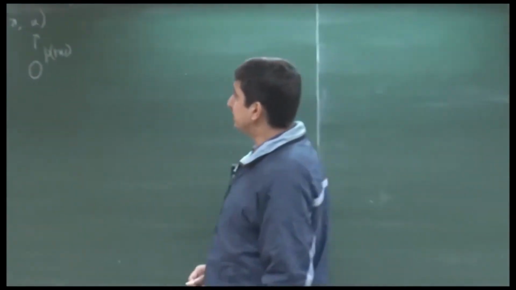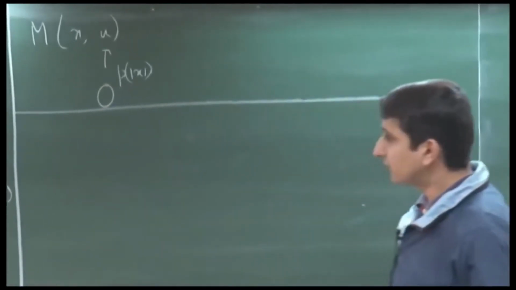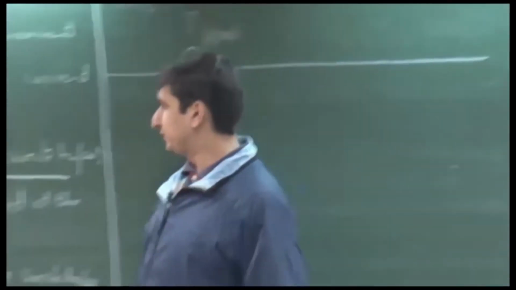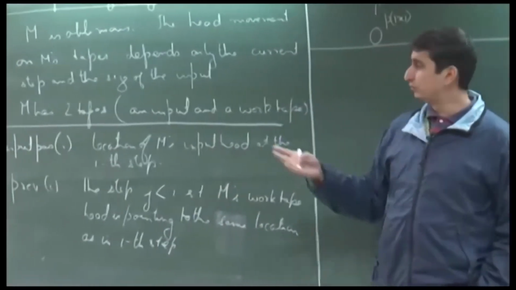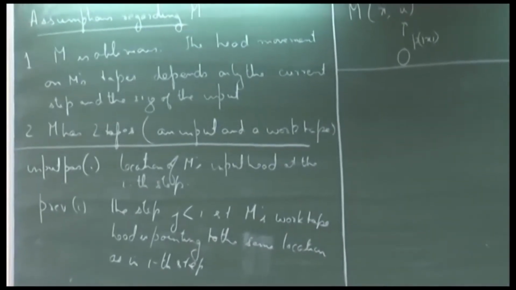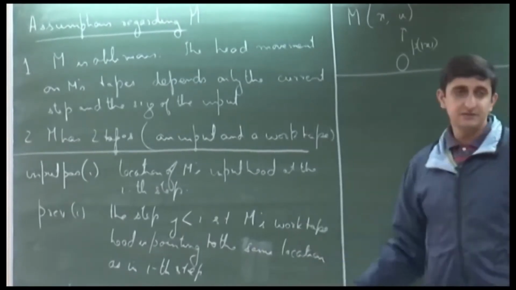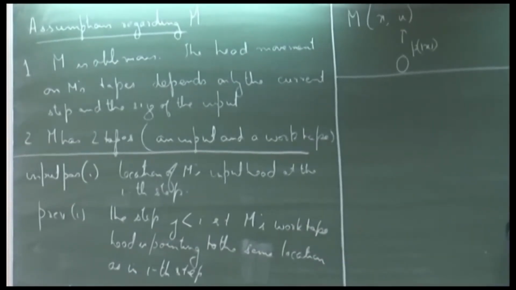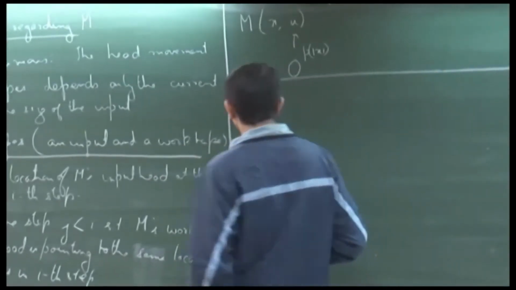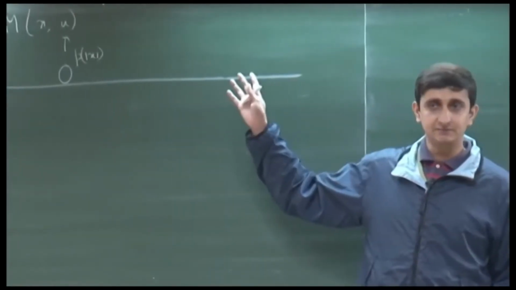So this is where we use the fact that M is oblivious, and we use the fact that it has only two tapes just to simplify our computation. We do not need to consider multiple such functions, each corresponding to a different tape. Any questions? Any clarifications regarding this?